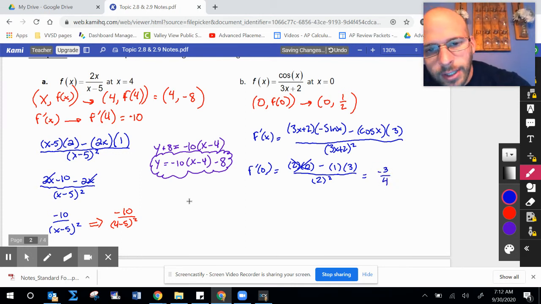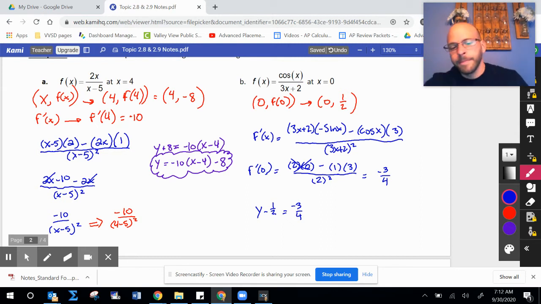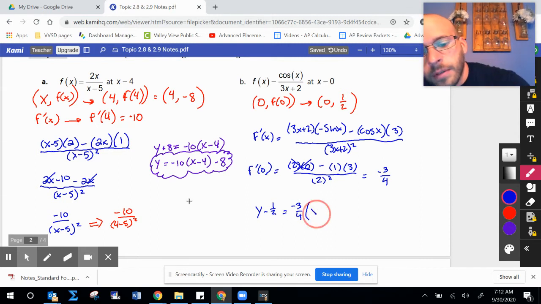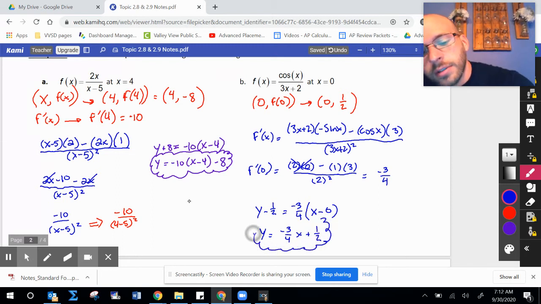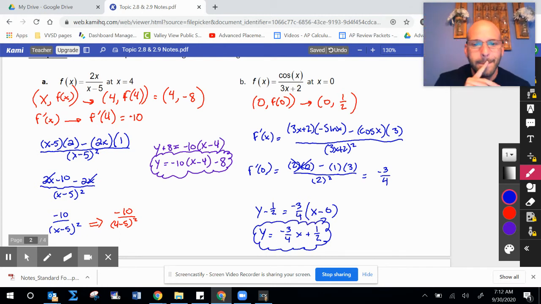So my tangent line will be y minus 1/2 equals, excuse me, a negative 3 over 4, times x minus 0. You don't really need the minus 0. So we can say this is negative 3 over 4 x plus 1/2. And this would be my answer. Okay? So same types of questions, just more complicated functions. We need to take the derivative of a quotient using quotient rule and the derivative of a product using product rule. So you just have to remember when to do it.